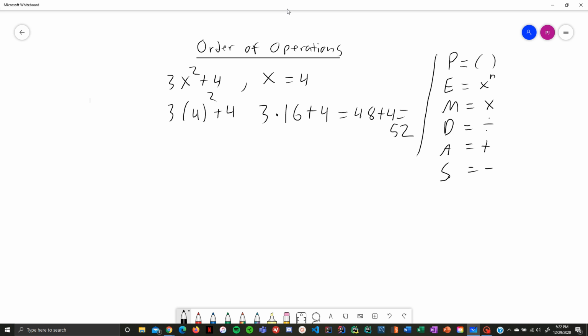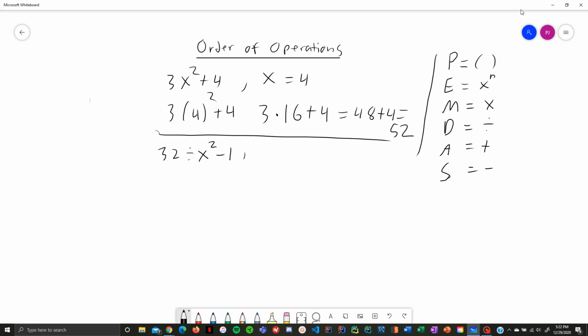Let's take a look at one with division within it too, because division can obviously spice things up a little bit. Let's say we had the problem 32 divided by x to the second power minus 1. So let's take a look at our order of operations. Do we have any parentheses in this problem? No, we do not. So the next thing we can do is solve for our exponent. Okay, so x is going to be equal to 4 once again.